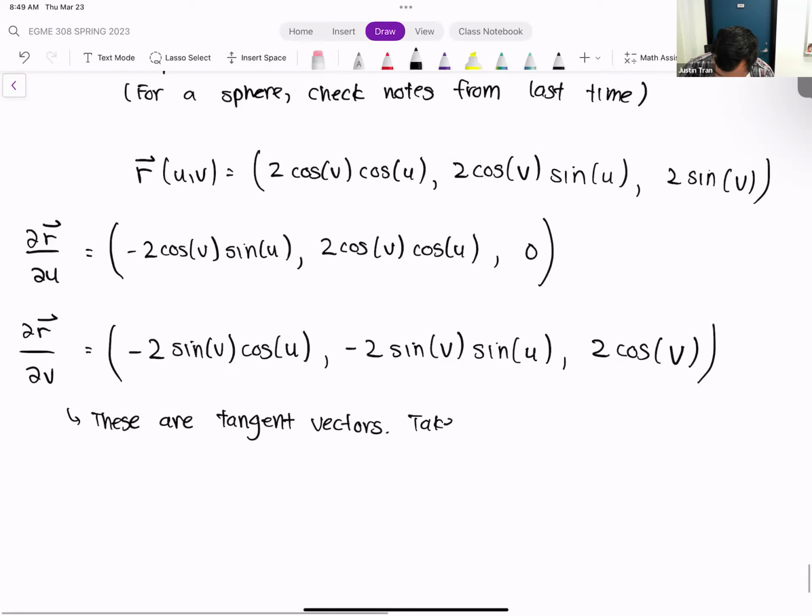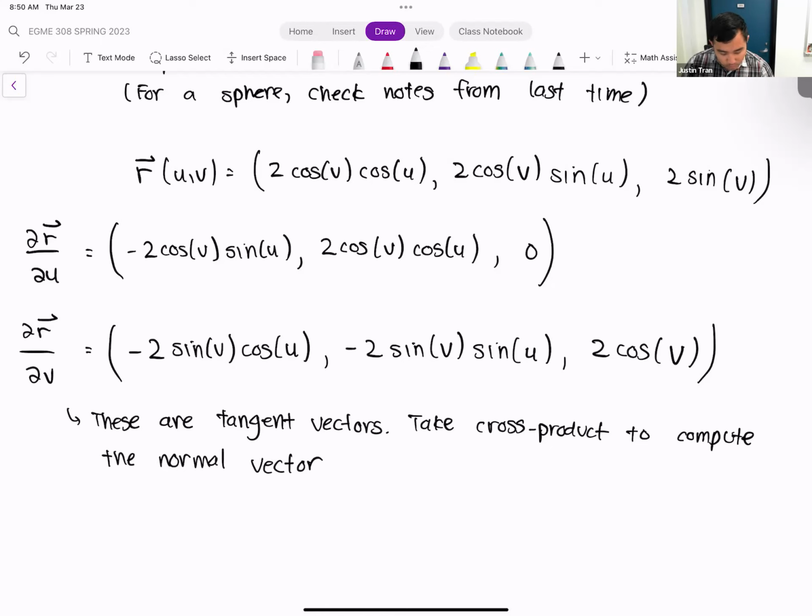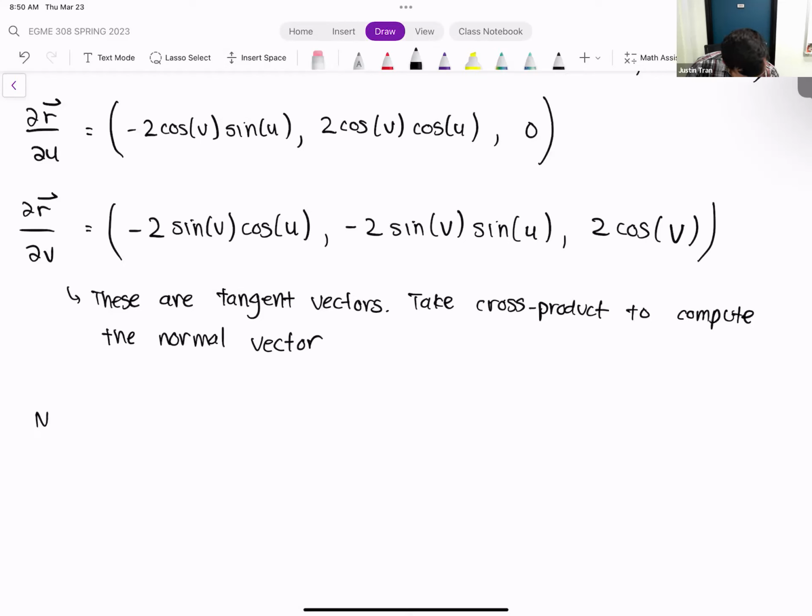Tangent vectors, take cross product. So we're going to take their cross product to compute the normal vector. So the normal vector is equal to partial r partial u cross partial r partial v. So again, I'm going to skip the details of this cross product just for time's sake. I want to make sure we get through everything today. But definitely go back in your notes and check. When you're doing the homework, check and make sure that this is actually valid.